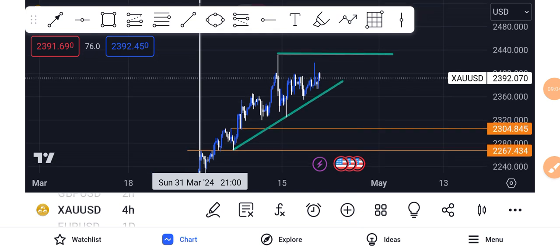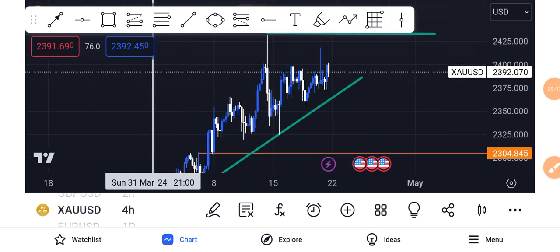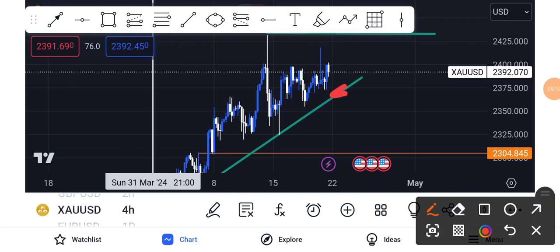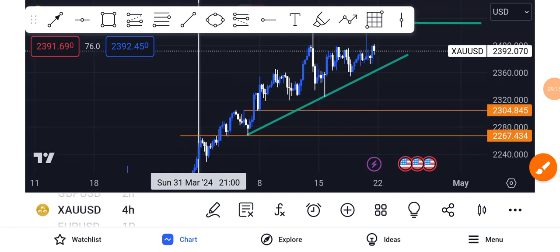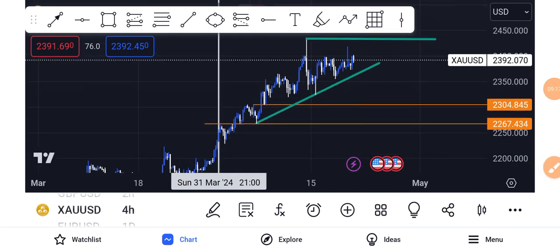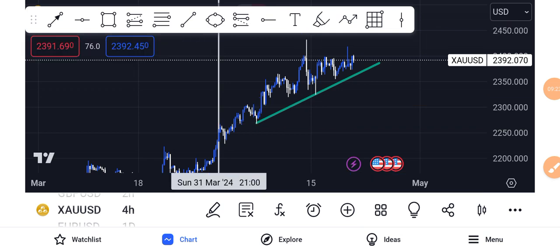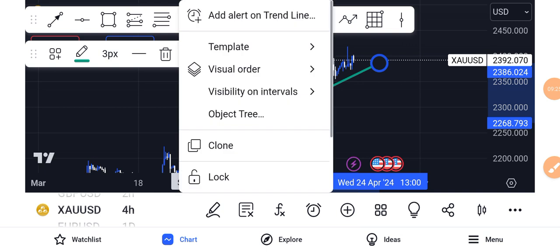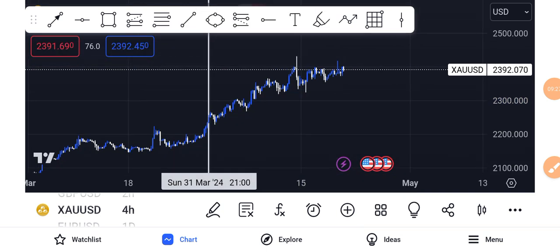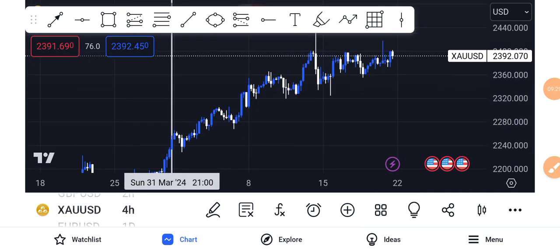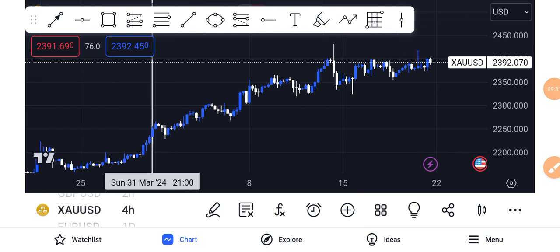So how will I get my entries? Well, if I can get a touch on this trend line, then I'll be buying. I'll be buying somewhere around there. It all depends. So what we have to understand is gold is currently in a serious uptrend. We shouldn't be looking for shorts unless it's a short-term sell. But if you are a long-term trader, I think you should be looking for buys.